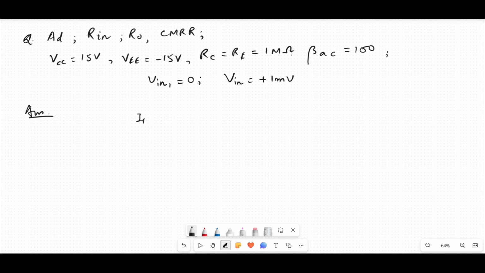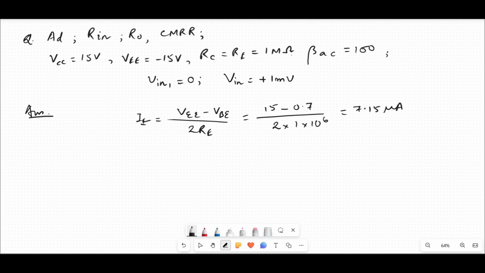We have IE equals VEE minus VBE divided by 2RE. Putting the values, we have 15 minus 0.7, considering VBE equal to 0.7, divided by 2 into 1 into 10 to the power 6 as it is 1 mega ohm. So the value of IE is 7.15 microampere.